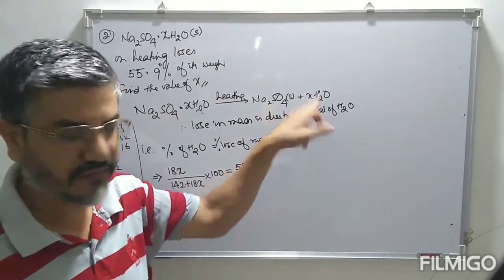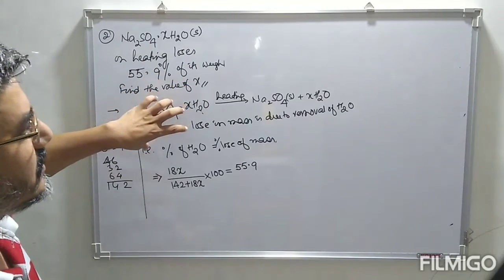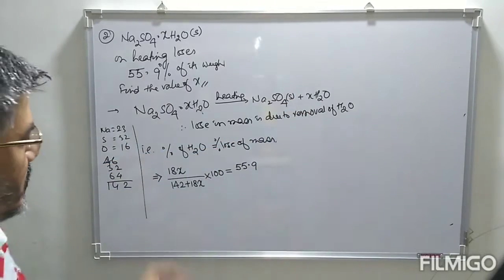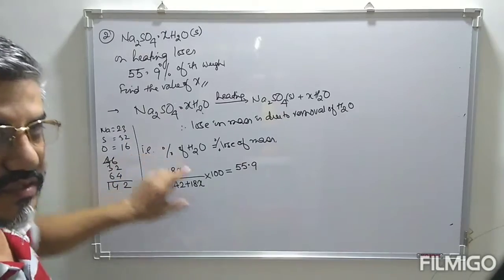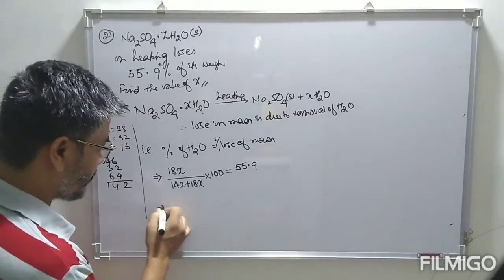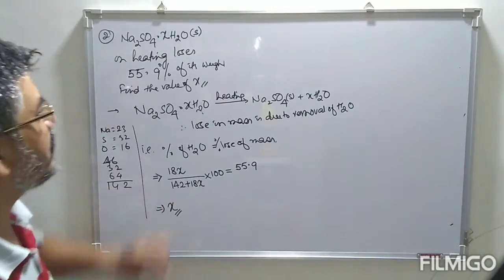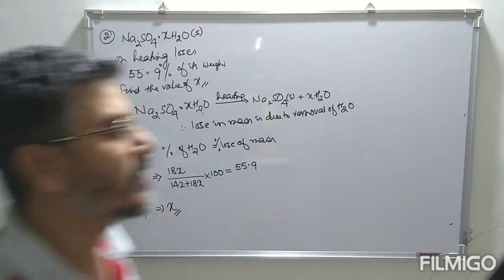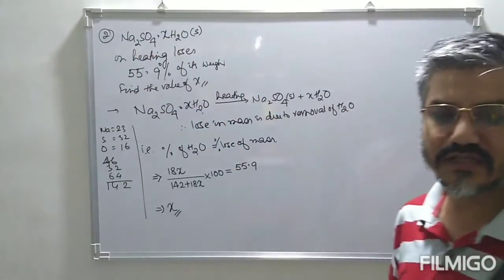of water molecules of crystallization. So therefore, the percentage of water in the given sample should be equal to the percentage loss in mass. So percentage of water is mass of water divided by gram molecular mass into 100, equal to 55.9. On solving this, we'll find the value of x. This is the number of water molecules of crystallization present in the given sample of crystalline sodium sulfate.